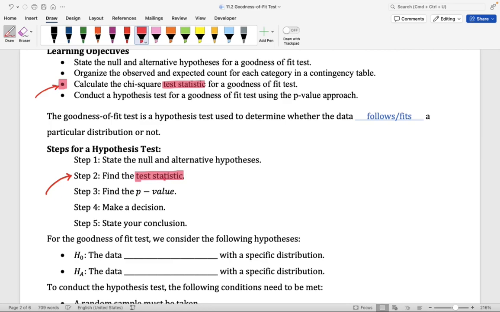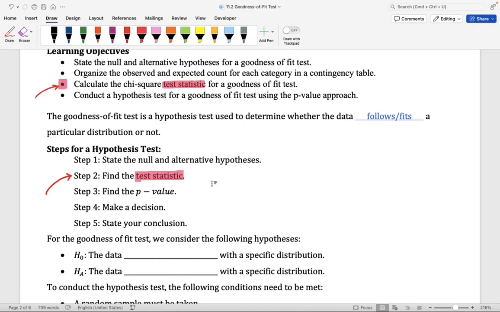Using the test statistic, we're going to find the p-value. Once we have the p-value, we're going to compare the p-value with the alpha value, and we're going to make a decision. Are we failing to reject the null hypothesis, or are we rejecting the null hypothesis? Once you make a decision, you will be ready to state the conclusion of the hypothesis test.